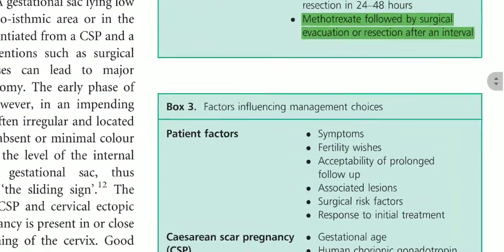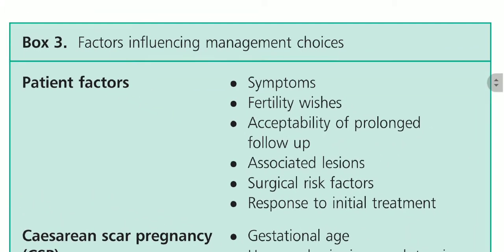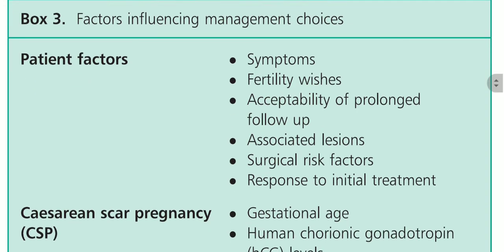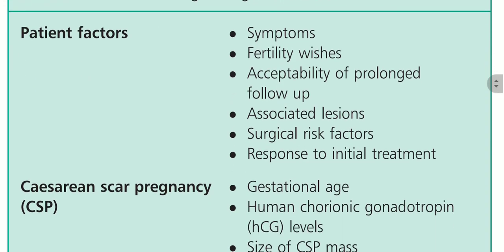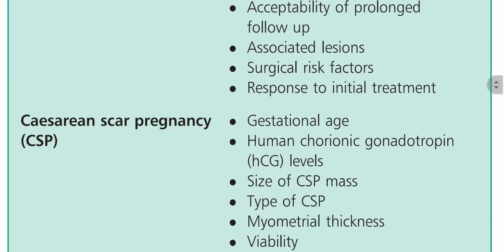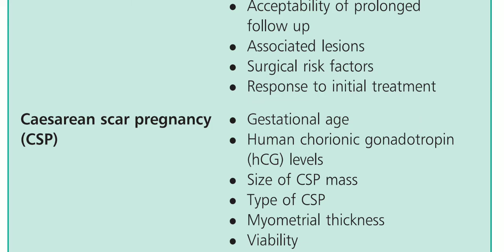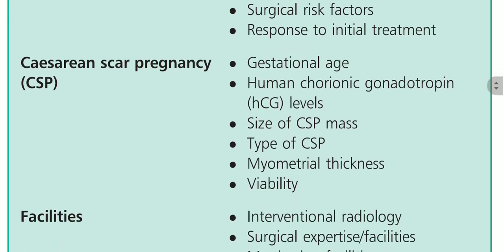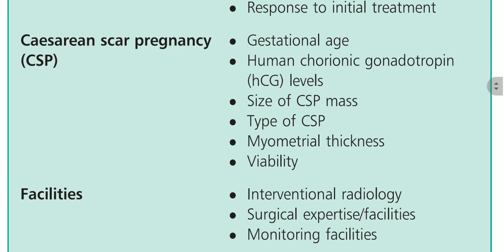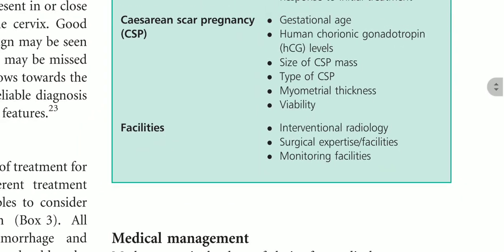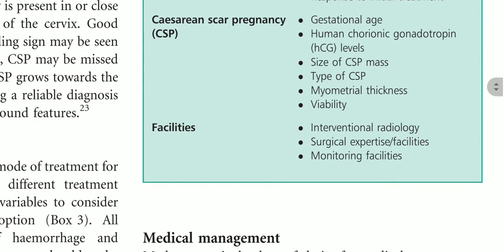The factors influencing the management choices include, first of all, the patient factors, which include the symptoms, fertility wishes, acceptability of the prolonged follow-up, associated lesion and surgical risk factors, and response to the initial treatment. Cesarean scar pregnancy factors include the gestation sac, human chorionic gonadotrophin level, size of the cesarean scar pregnancy mass, and type of the cesarean scar pregnancy, myometrial thickness, and viability. The facilities include interventional radiology and surgical expertise facilities, and monitoring facilities.